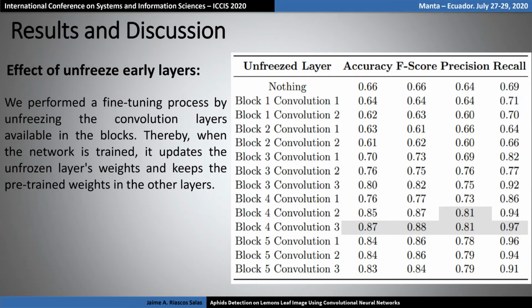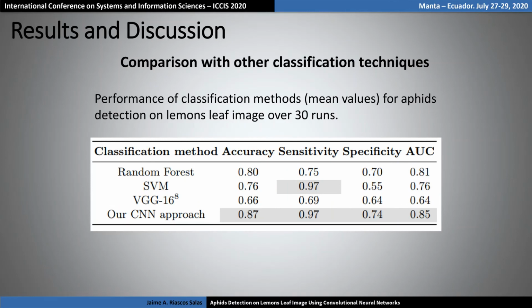To prove it statistically, we carried out ANOVA tests demonstrating the statistical significance of the CNN approach when the third convolutional layer in the fourth block is unfrozen. This case has the best average value in the four metrics considered. These findings indicate that unfreezing layers from convolutional layer 3 in block 4 has a positive effect on the CNN performance. To demonstrate the advantage of our CNN approach, we compare it with SVM and random forest, which are techniques commonly used in image classification.